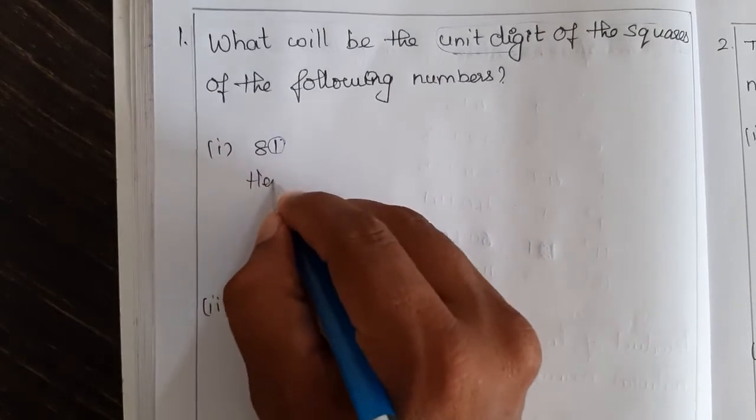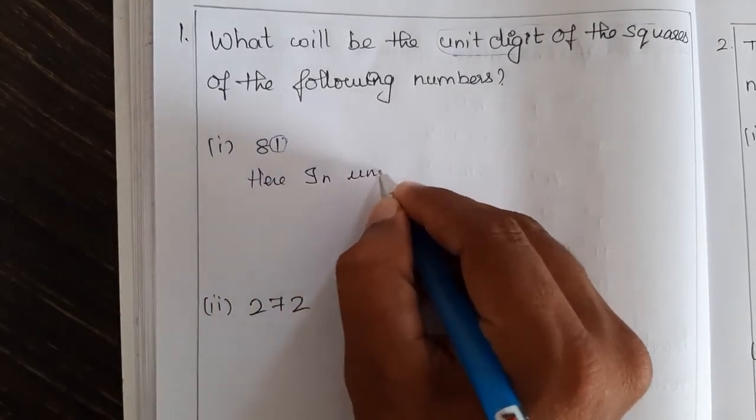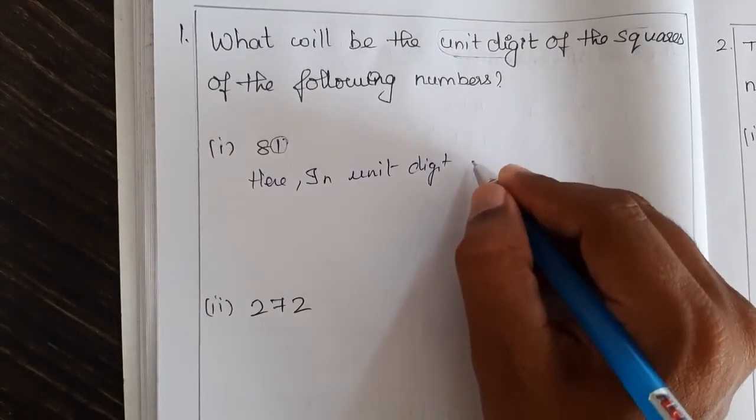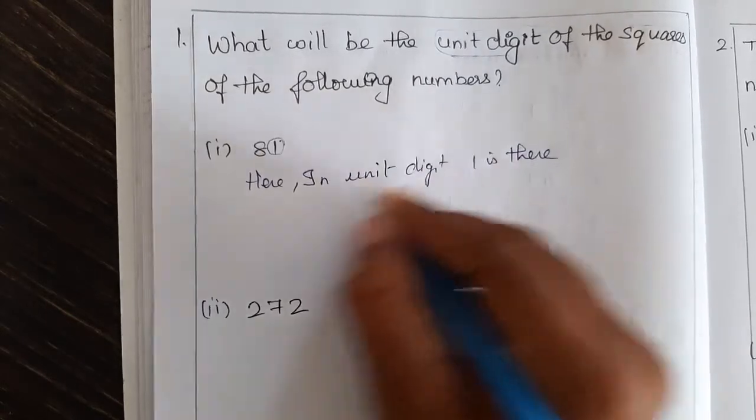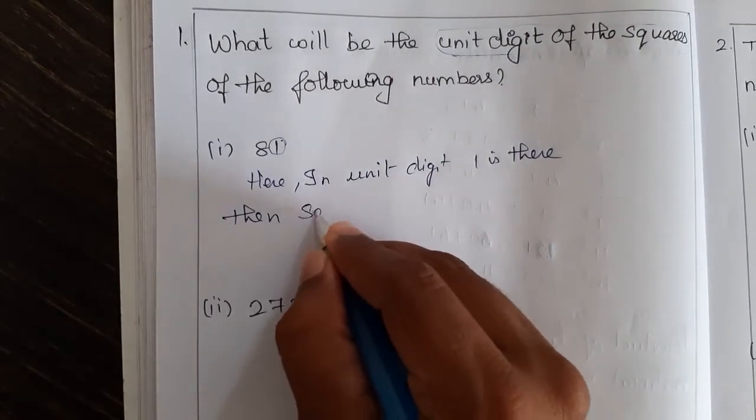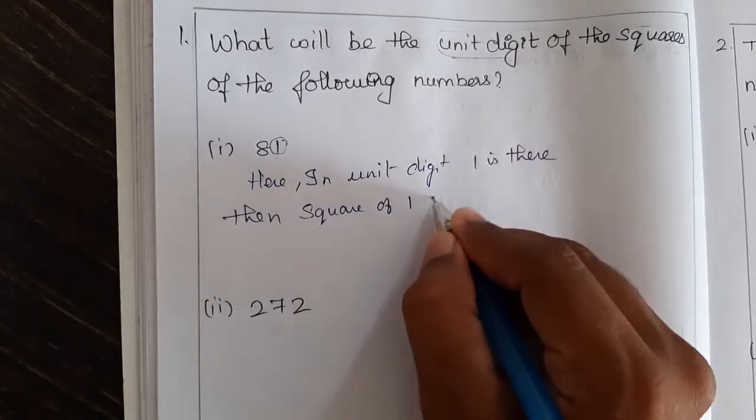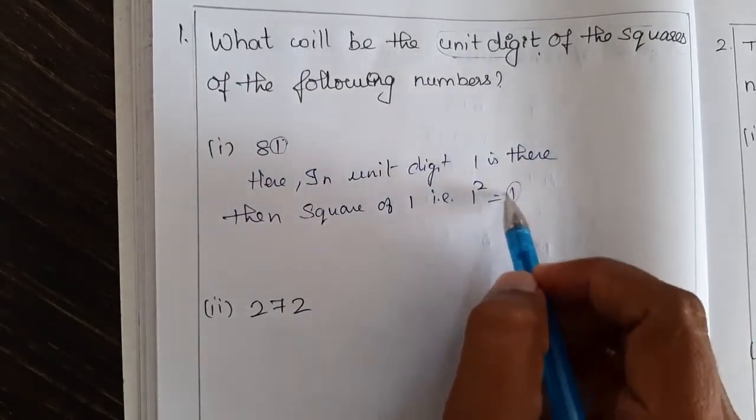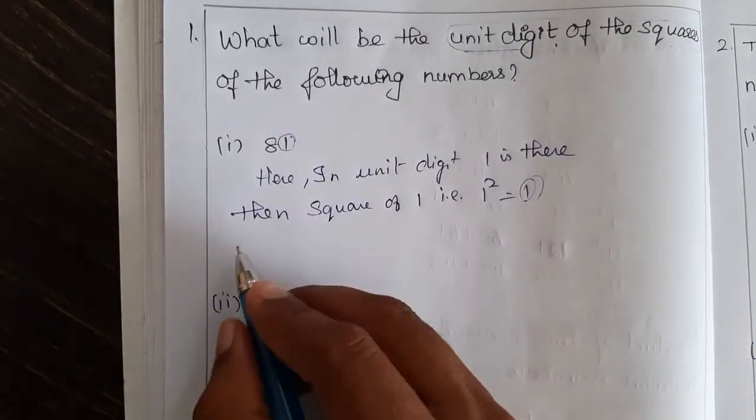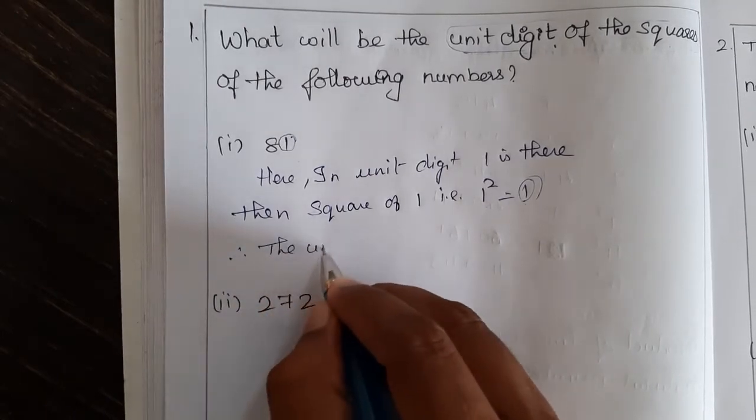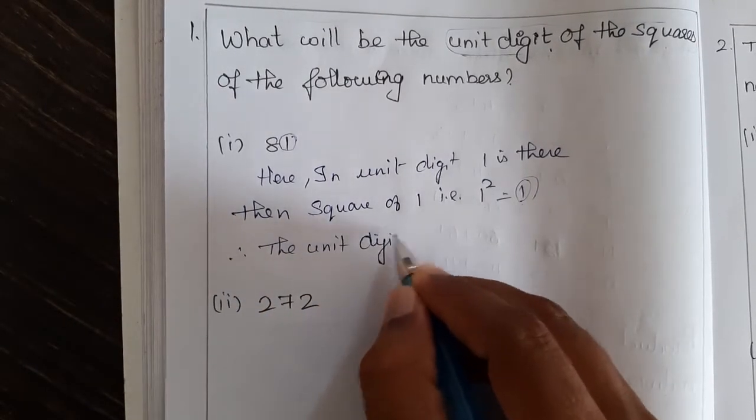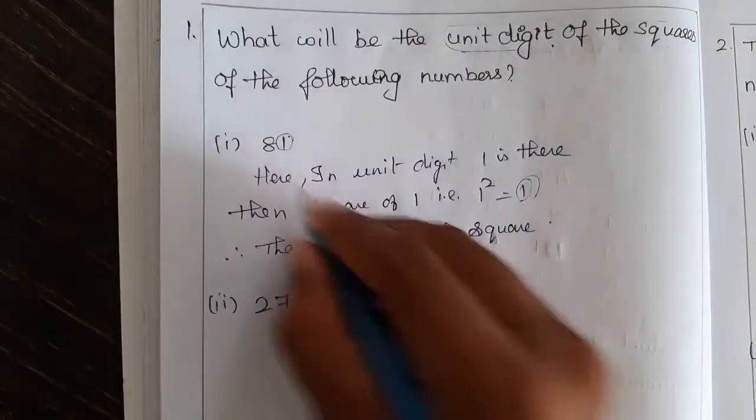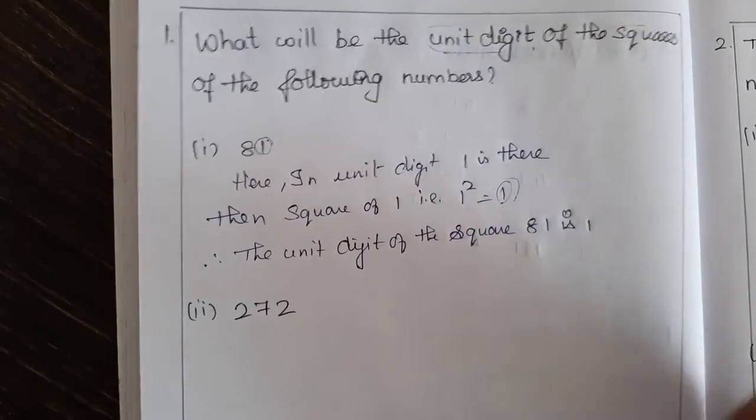So here, in the unit digit, 1 is there, right? The square of 1, that is 1 square, is equal to 1, right? Then the unit digit of the square is also 1. So the unit digit of the square of the given number, 81, is 1, right?